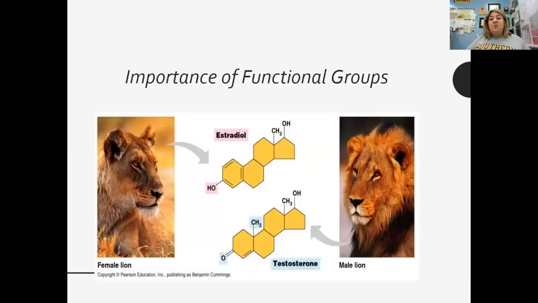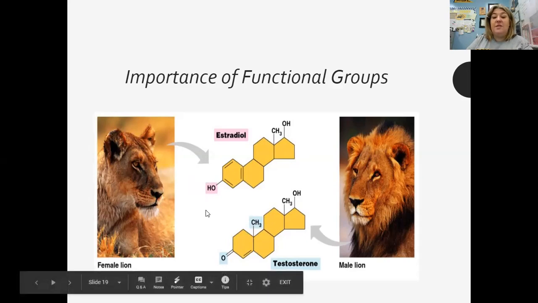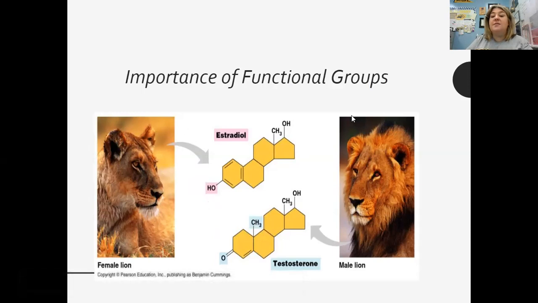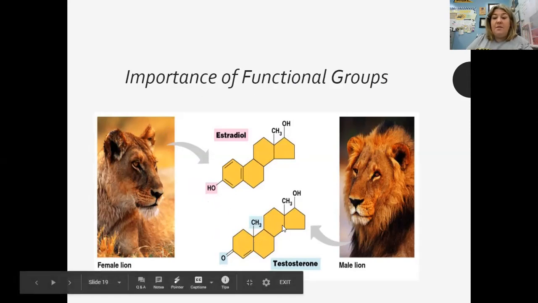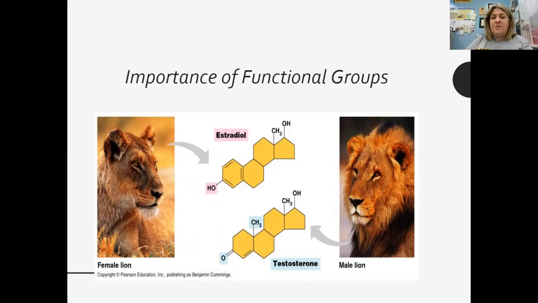So functional groups are so important that they can change an organism almost in its entirety. This is a good example. The presence of this OH here and this CH here, these changes in those two molecules cause the difference in the sex or gender of those lions. This leads to a female lion. This leads to a male lion, which, other than the obvious, has some subtle differences, like coats and manes. And it's all because of just a change in a couple of atoms.